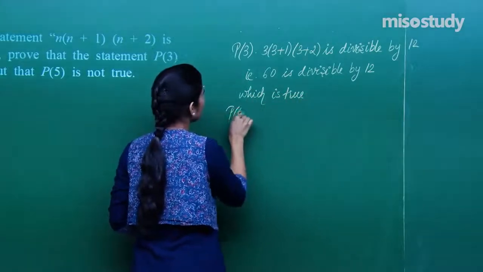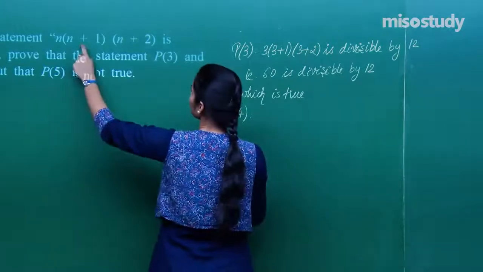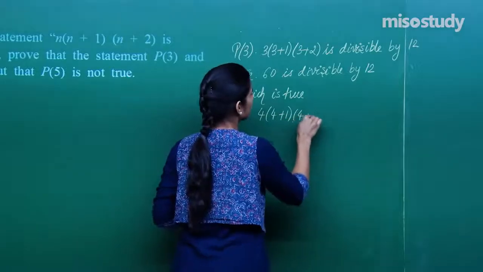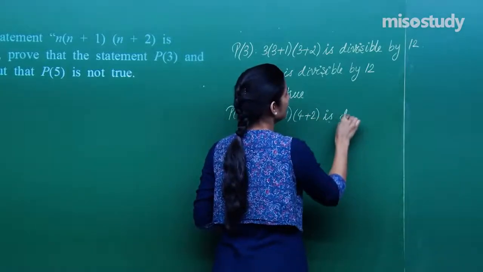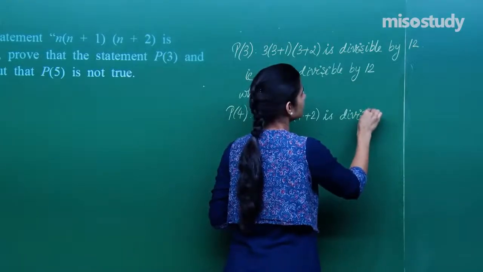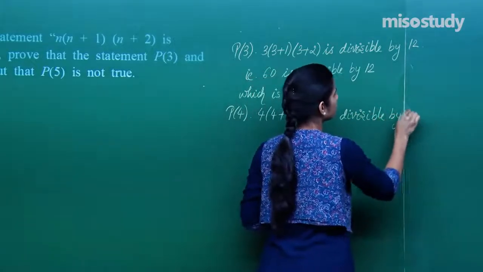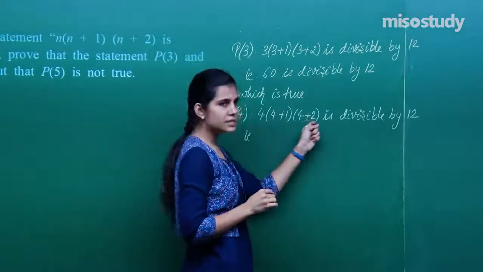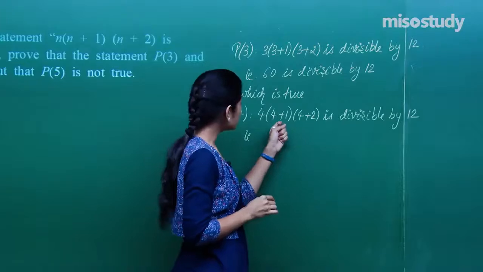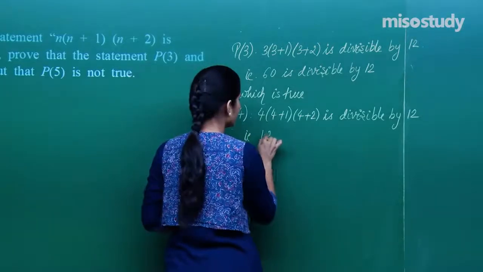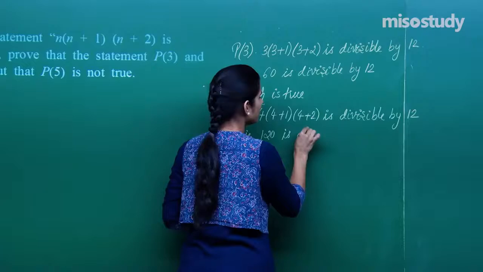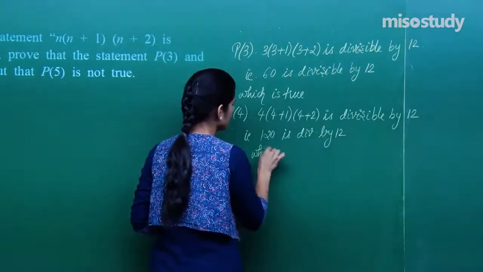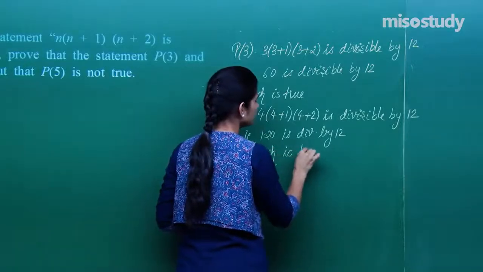If I talk about P4, P4 will be 4 into 4 plus 1 into 4 plus 2. This is divisible by 12. This is my statement P4. That is what? 4 plus 1 is 5, 4 plus 2 is 6, 6 into 5 is 30, 30 into 4 is 120. So, we actually have 120 is divisible by 12, which is again true. 12 into 10 is 120.